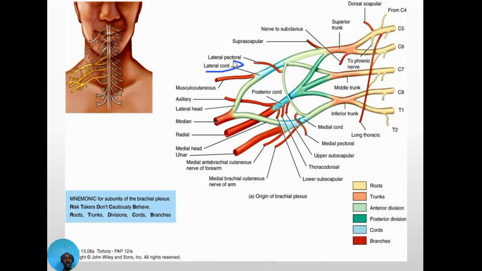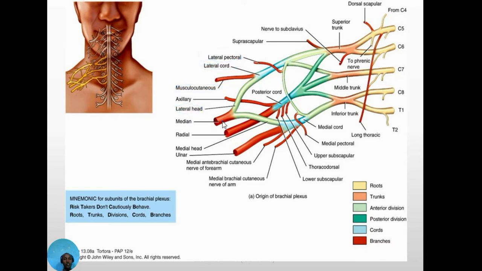For example, the lateral cord gives the terminal branch of the musculocutaneous nerve. And there is the lateral head of the lateral cord that gives the median nerve. The lateral cord also gives another branch called the lateral pectoral nerve. So it gives three branches: the lateral pectoral nerve, the musculocutaneous nerve, and the lateral head of the median nerve.